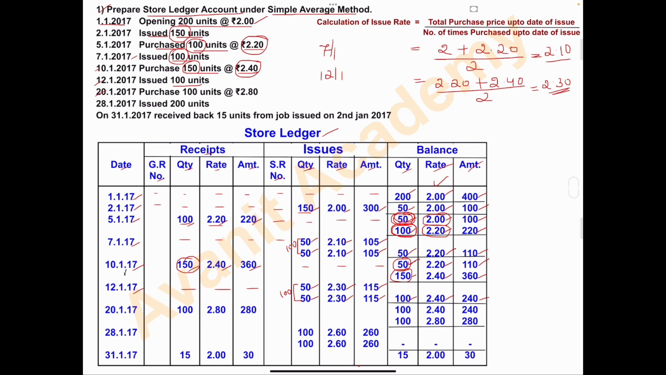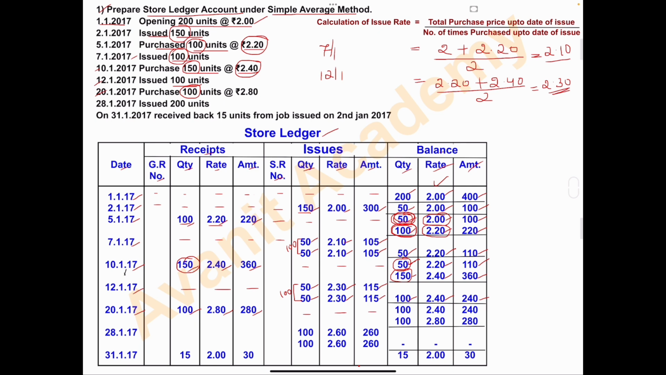Next is on 20th January. Purchase 100 units at rupees 2.80. Purchases, write in receipts. Number of units purchased is 100. Rate per unit is 2.80. 100 into 2.80 amount 280. Issues column nil.